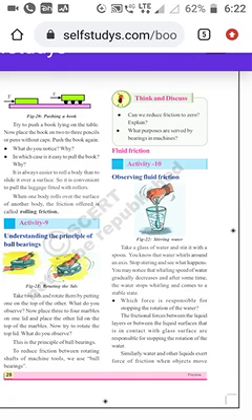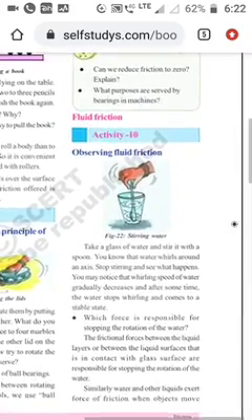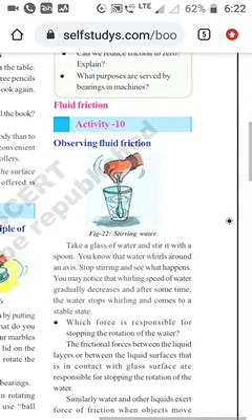Can we reduce the friction to zero? Explain. What purpose is served by bearings in machines? To reduce the noise, to move freely, and to avoid sticking. These are all the advantages of using ball bearings. Next, without ball bearings, what happens? We won't be able to move anything very easily. The discs and the shafts won't move very easily.